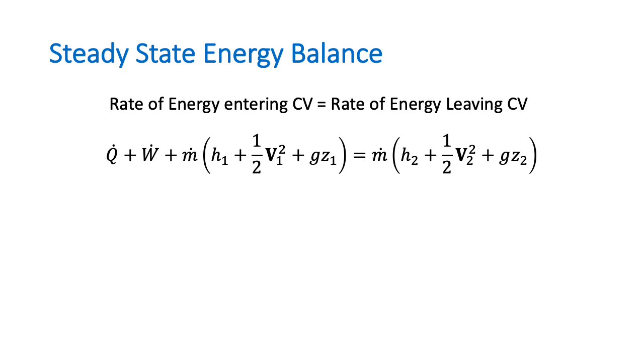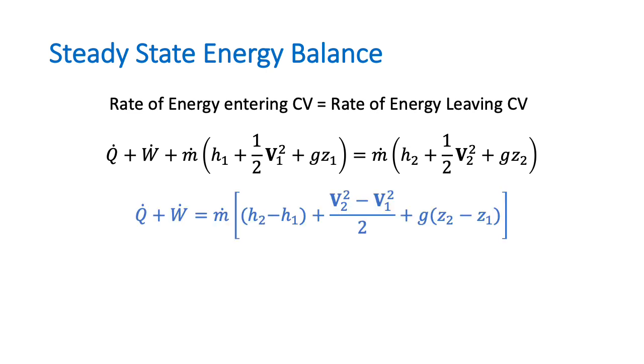Next, we write the rate at which energy is entering with the fluid, which is m dot times H1 plus half V1 squared plus g z1. On the right-hand side is the rate of energy leaving the control volume along with the fluid, which is m dot times H2 plus half V2 squared plus g z2. We can solve this so that on the right-hand side we have all the terms associated with the fluid, and that equals m dot times the change in specific enthalpy, the change in kinetic energy, and the change in potential energy.